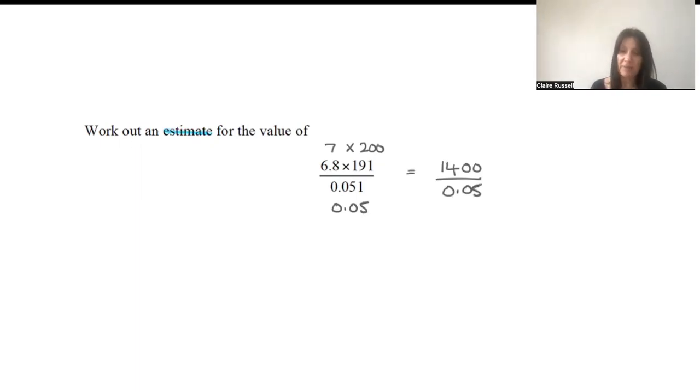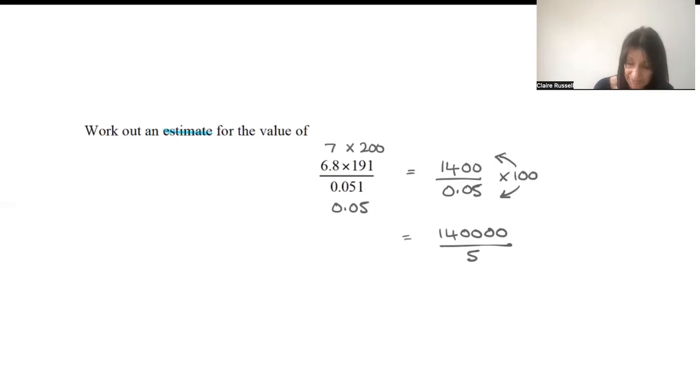Now, this is where the work comes in because we've got to do that division, and I can't divide by 0.05, so I want to make that a whole number. So I'm going to times by 100, bottom and top, because I've got to keep it equivalent. So that's another 2 zeros here, and that will take that to a 5, which is perfect because it means that I can easily put that into my bus shelter.